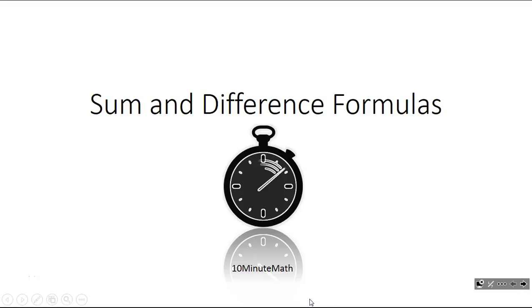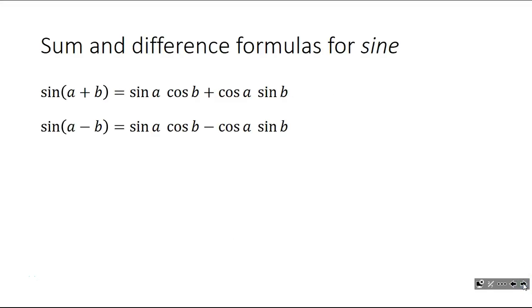The sum and difference formulas. Right, we're going to start out looking at sum and difference formulas for the sine function. Sine of a plus b or sine of a minus b. Notice that the formulas look almost the same. Sine a cosine b to start it out, cosine a sine b to end the formulas. It is the plus or the minus sign in the middle that makes these differ.